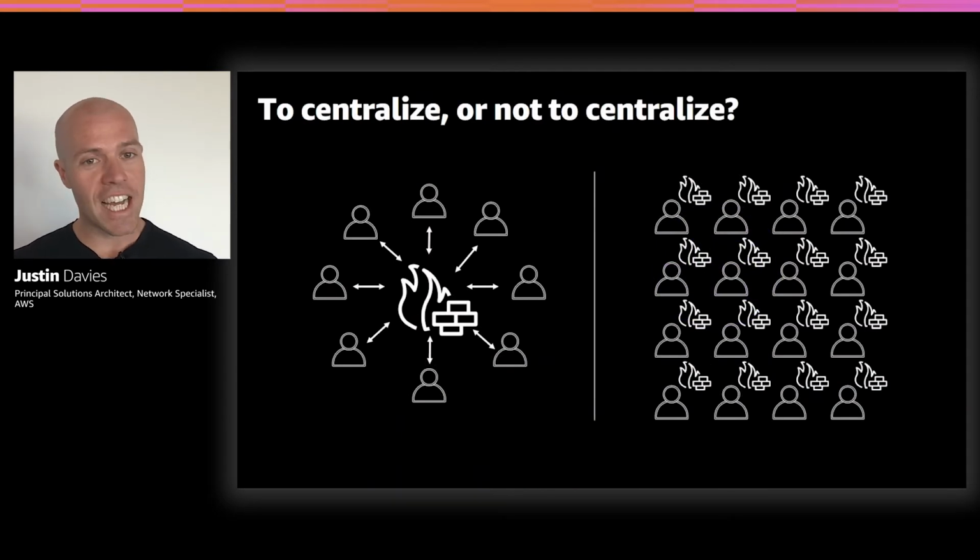To centralize or not to centralize? That is the question. And it's also the topic we're going to dive into for the remainder of this session. For the rest of this talk, I want to focus primarily on two of the visibility and control mechanisms we touched on previously: the AWS Network Firewall and the AWS Gateway Load Balancer.